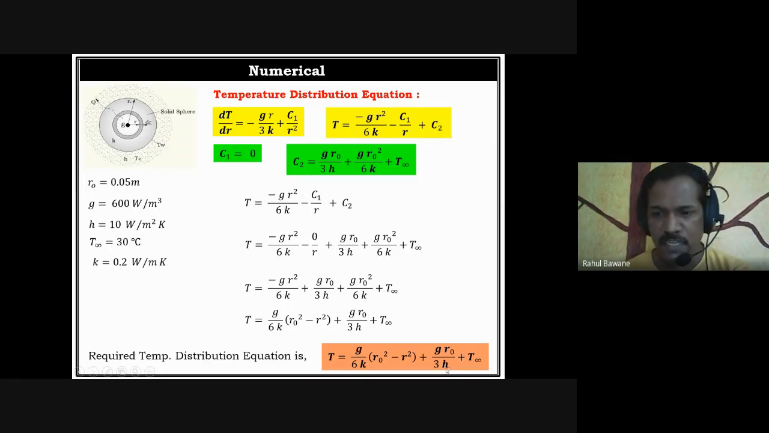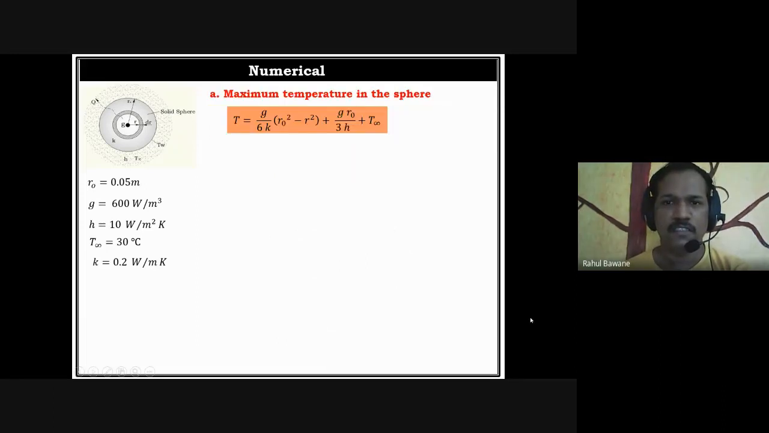As there is a convection part, the H term is there. Previously, when we talked about a solid sphere only, that H part was not present. Correct? Now we have the temperature distribution equation for the sphere when the convection part is considered. Now this is our temperature distribution equation.